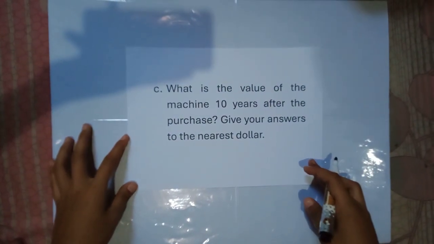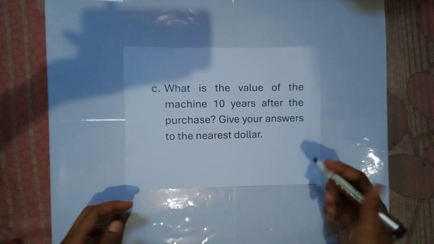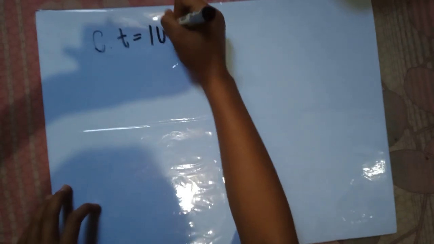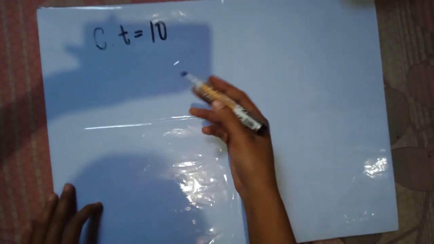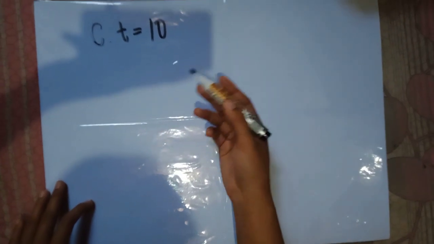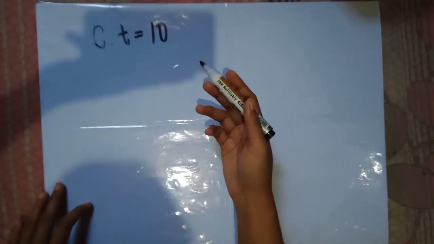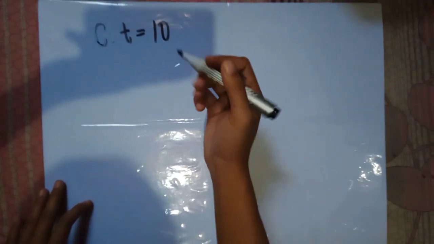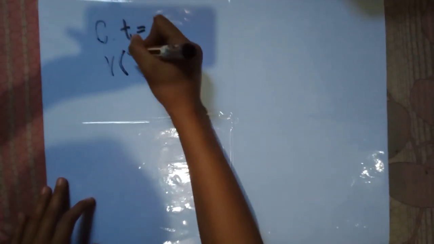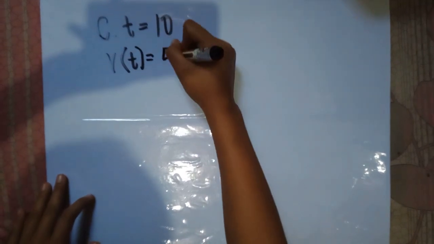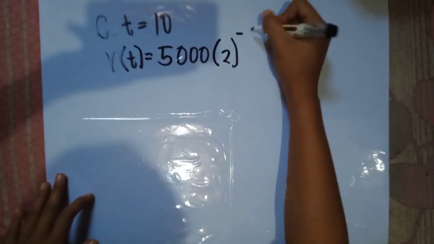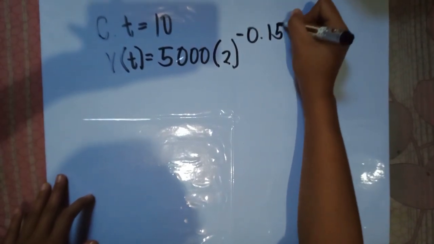Next is the letter C. What is the value of the machine 10 years after the purchase? Give your answers to the nearest dollar. In letter C, t is equals to 10 because it represents the value of the machine 10 years after the purchase. To find the value of the machine 10 years after the purchase, we need to substitute t is equals to 10 into the function v of t is equals to 5,000 times 2 raised to the power of negative 0.15t.